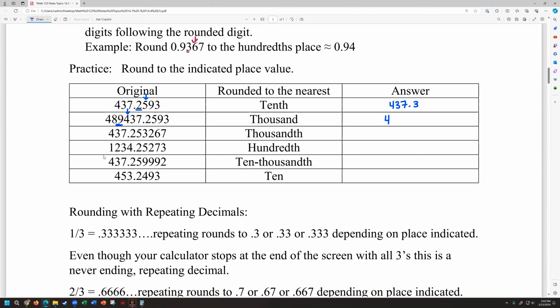So this will be 489. And then when you're rounding to the whole part, not a decimal part, you put zeros all the way down to the decimal point. And now you do not need to continue past the decimal. This is going to round to a whole value since we're rounding in a whole place value. Okay, so it's 489,000.